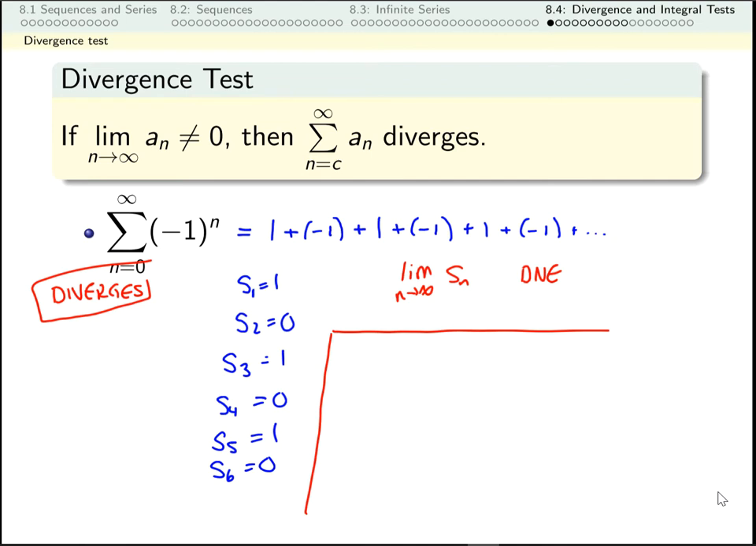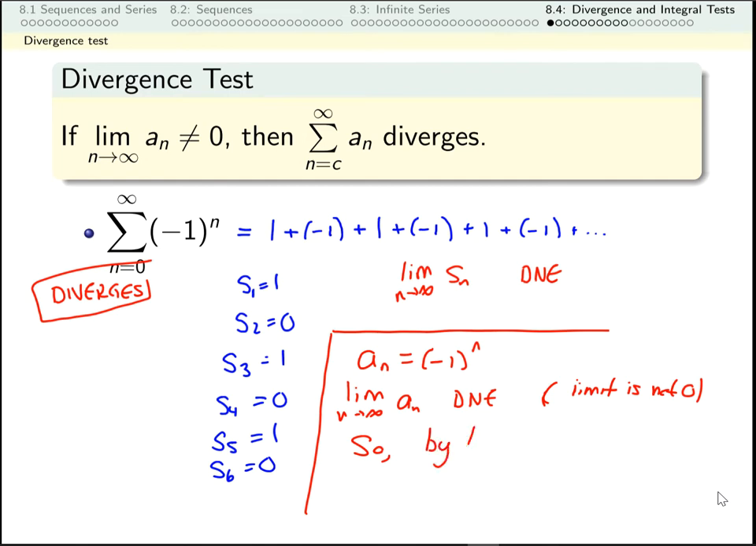So what we just did was we used the definition of a series in order to figure out that this diverges. But instead of using the definition, we could use this shortcut rule. My a sub n's, the terms that are being added, are (-1)^n. The limit as n goes to infinity of a sub n does not exist. In particular, it's not 0. So, by the divergence test, our series diverges.